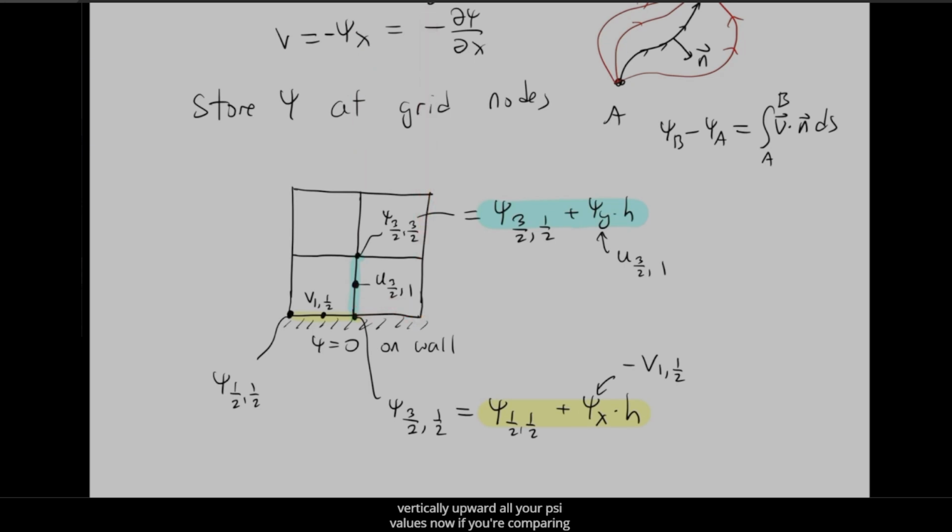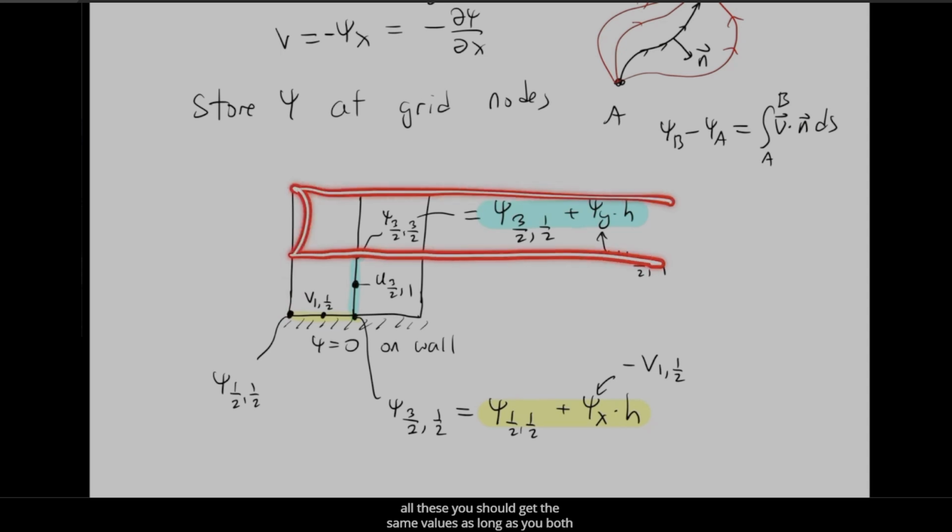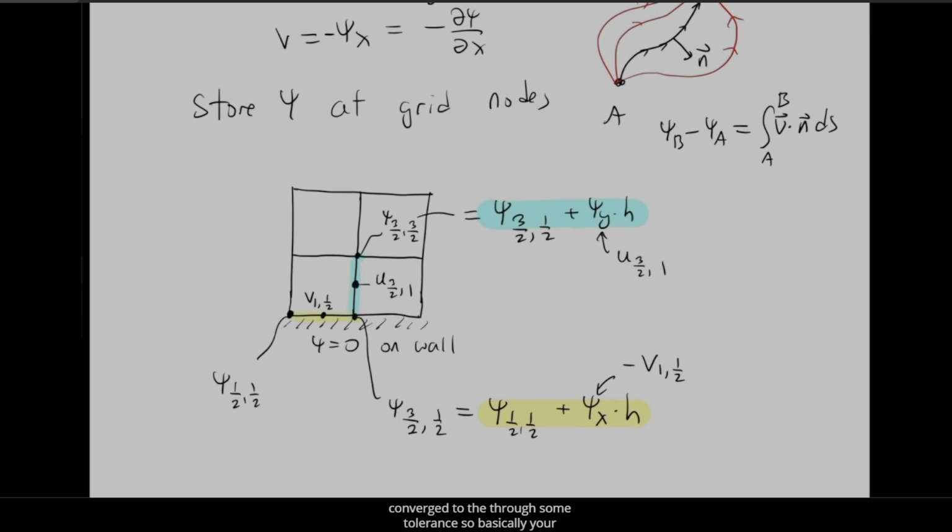Now, if you're comparing against somebody else's result, and they chose a different way, maybe they went first all the horizontal ones to 0, and then they used the velocity here to go up a step, and then they filled in all these. And then went up a step and filled all these. You should get the same values as long as you both converged to some tolerance. So basically, your values of the stream function might be a little bit different, but if you converge down to a certain tolerance, that tolerance is going to dictate how different the values are. So you can make the difference in your stream function values arbitrarily small, or at least down to machine precision. If you converge all the way there, it might take a while. So expect maybe some small differences.